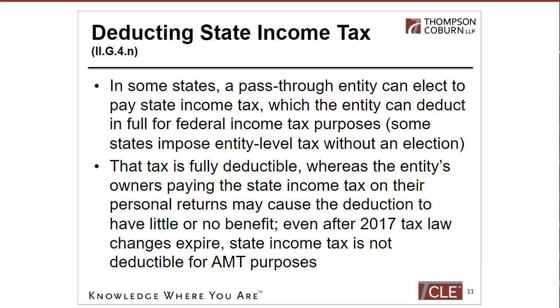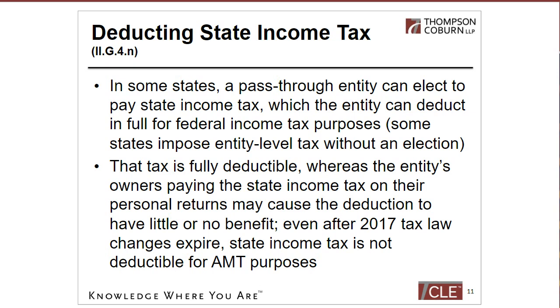And again, that is set to expire at the end of 2025. But even when you do get a state income tax deduction, the state income tax is not deductible for alternative minimum tax. So we have a disallowance for regular tax and alternative minimum tax until the end of 2025. And then in 2026, we have an alternative minimum tax disallowance of the state income tax deduction. So it's a hot topic, and states have done something to try to help taxpayers work around it.